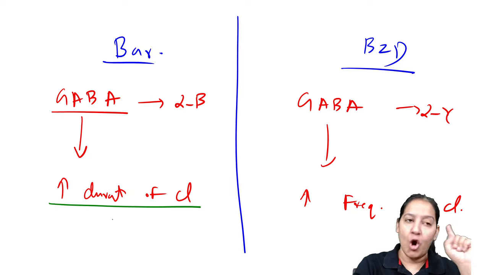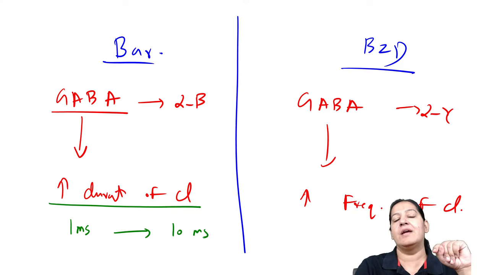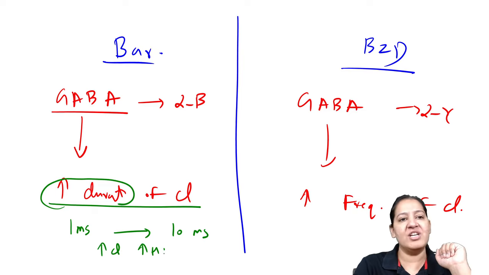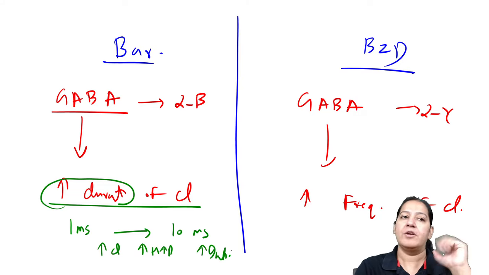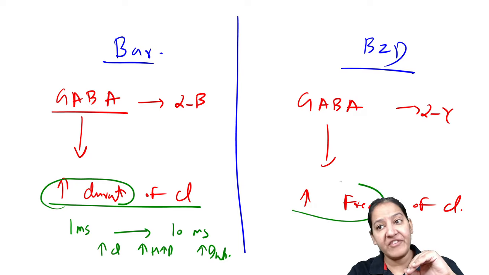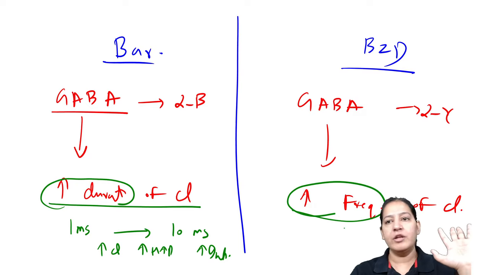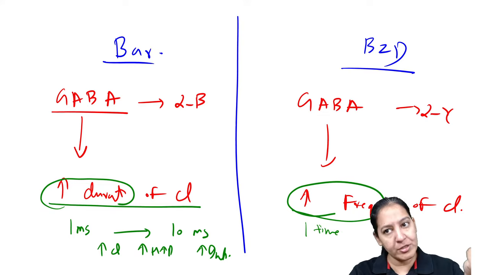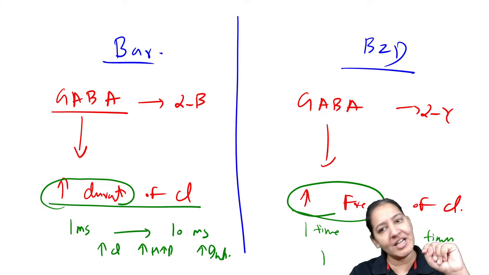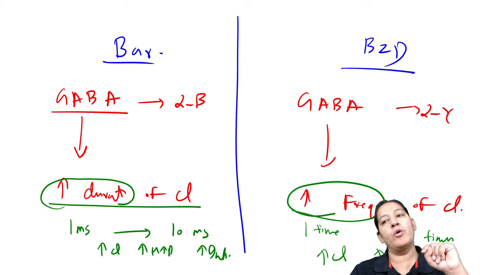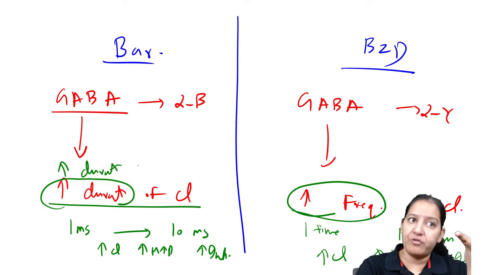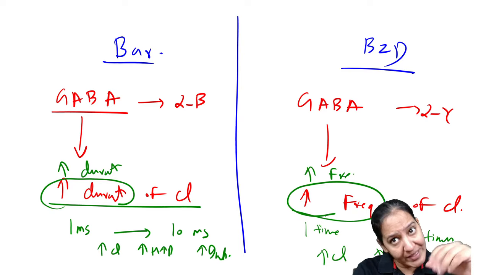Normally GABA opens the chloride channel for 1 millisecond, but in the presence of barbiturate it opens for 10 milliseconds. That is, it increases the duration of chloride channel opening. So more chloride comes in, more hyperpolarization, more inhibition, and more sleep. Give me a thumbs up. Benzodiazepine increases the frequency of chloride channel opening, not the duration. It is still opening for 1 millisecond, but initially it opened once per second, and now it opens 10 times in 1 second. So again, more chloride, more hyperpolarization, more inhibition. Ultimately chloride is more in both, but with barbiturate it is due to increased duration of opening, and here it is due to increased frequency of opening of the chloride channel.